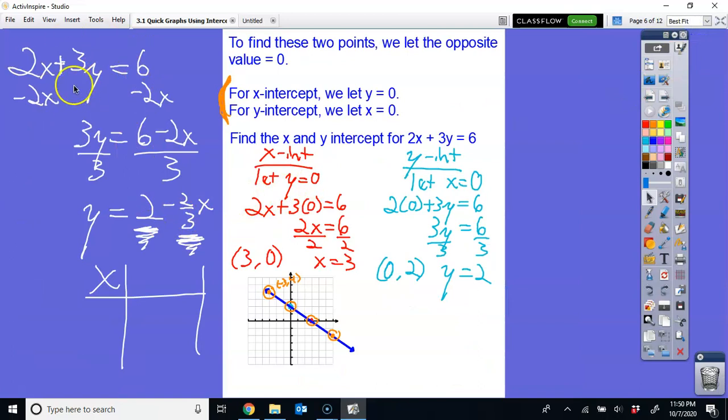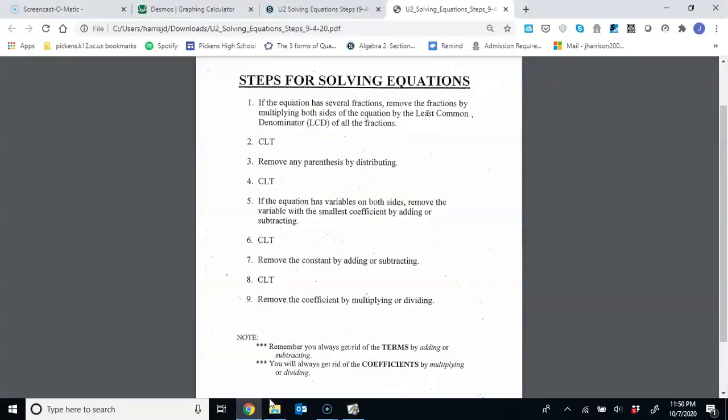Over here, we subtracted 2x, like I said. But when we were getting rid of the coefficient beside the y, the 3, we divided. Whenever you're getting rid of a coefficient, you always get rid of coefficients by multiplying or dividing. So that's two big important notes that you need to make sure you understand about solving equations.